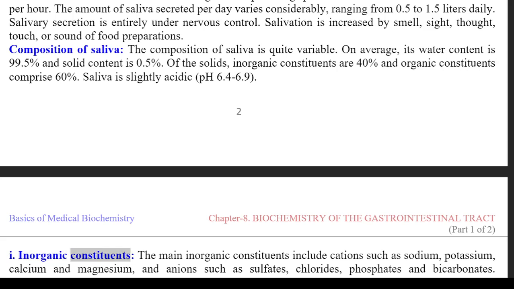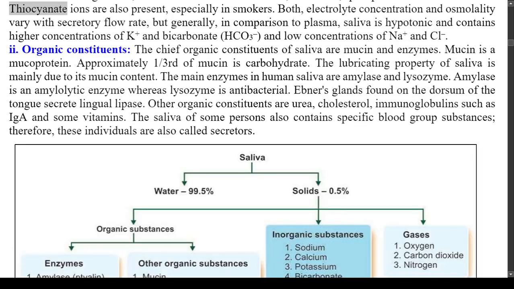1. Inorganic constituents. The main inorganic constituents include cations such as sodium, potassium, calcium, and magnesium, and anions such as sulfates, chlorides, phosphates, and bicarbonates. Thiocyanate ions are also present, especially in smokers. Both electrolyte concentration and osmolality vary with secretory flow rate, but generally, in comparison to plasma, saliva is hypotonic and contains higher concentrations of K+ and bicarbonate, HCO3, and low concentrations of Na+ and Cl.